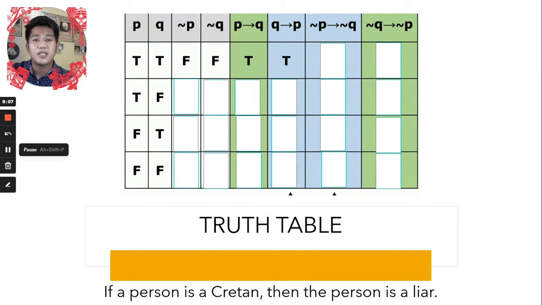It is also true. If a person is not a Cretan, then the person is not a liar, okay? And lastly, the contrapositive is also true, because if the person is not a liar, then the person is not a Cretan. How about if we use the second row? If the given hypothesis and conclusion are true and false respectively, our negation will be false and true. If the given sentence is true, the negation will be false. If the given sentence is false, the negation is true.